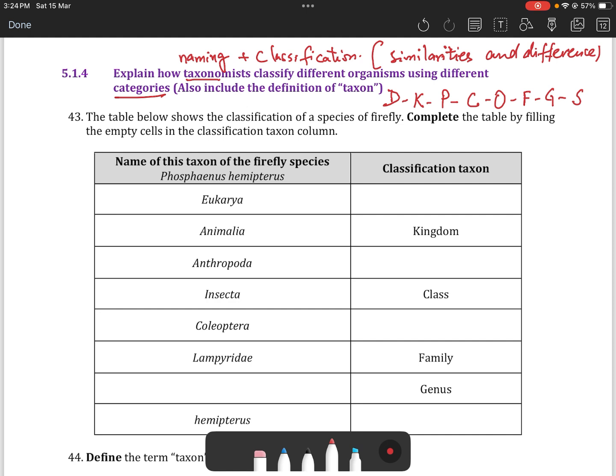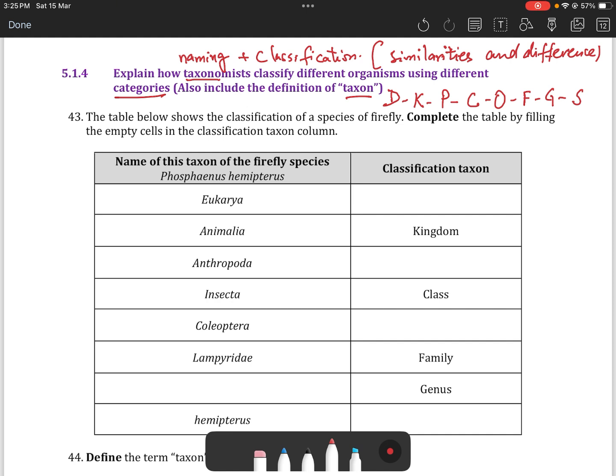It's a very famous sentence: Dr. King, dear King Philip, came over for good soup. But you can have another sentence that you can remember. We will also include the definition of the taxon, and we will discuss that as well. Now we will go to the table below, which talks about the hierarchy of classification, these eight levels of classification that we have to see.